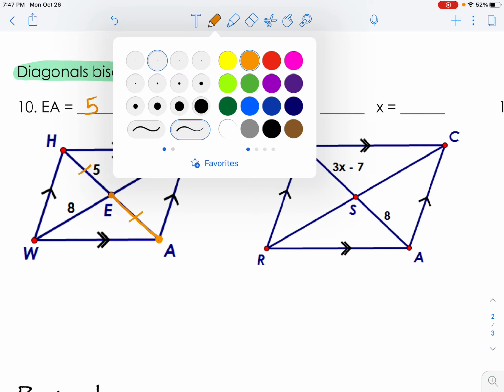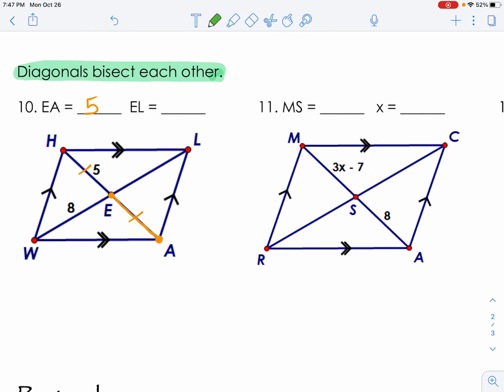Well, the same thing happens on the other side. I know that EL is congruent to the other half of the diagonal, which is EW. And since EW is equal to 8, that means EL must also equal 8.